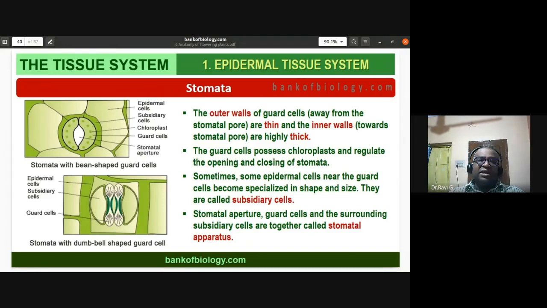Okay, so that would be sufficient for today's discussion in the class. We'll continue with the other types of tissues, epidermal tissue, in the next class. If you have any doubts or queries, you can get them clarified.